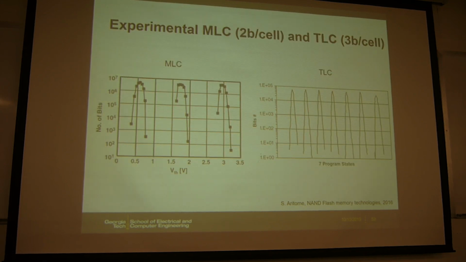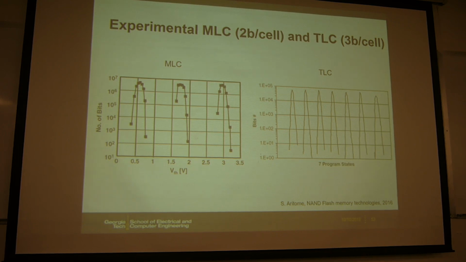And here are some real examples for MLC program states. The erase state is not shown; the erase state is always negative. For the program states, for example, this is 2 bits per cell, MLC. So you have 3 program states, and this is the VTH, and this is the number of bits you measure across the array. You see that 10 to the power 6 is 1 mega, 1 million cells, and then you measure and tighten the distribution.